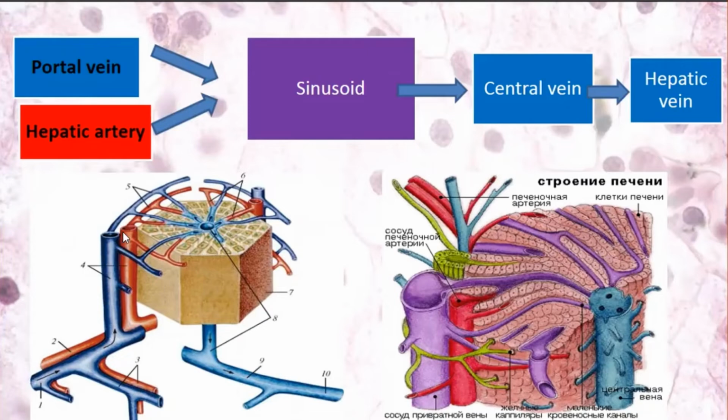They are present here, and they provide blood supply, and venous and arterial blood goes to the sinusoid. In the sinusoid we have mixed blood, and this blood from the sinusoid, after the filtration, goes to the central vein, and the central vein collects venous blood and carries it away.